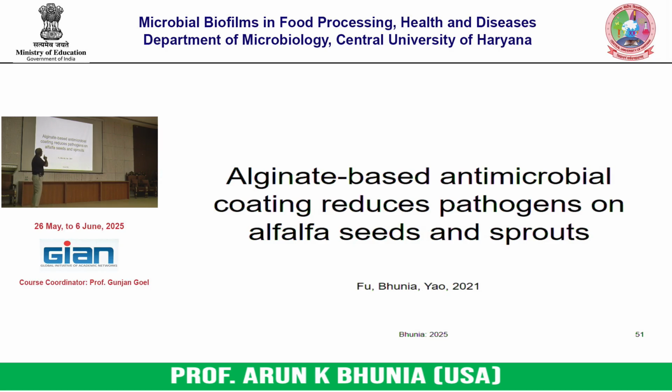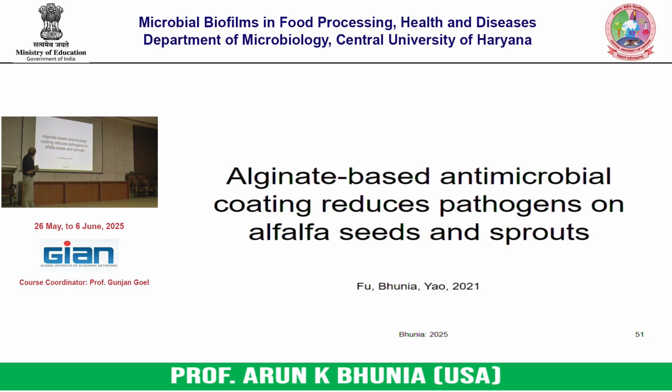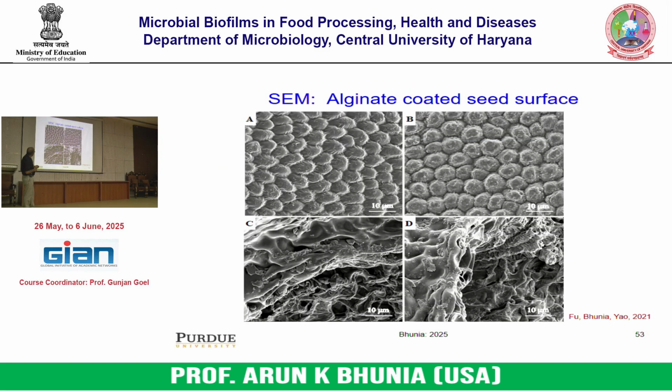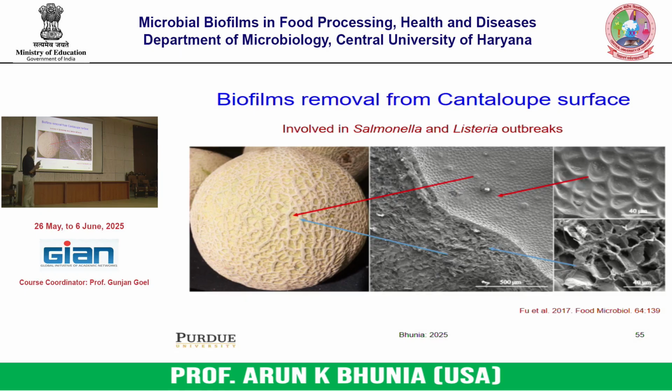I want to just quickly go over this. This is for the seed. This is alginate-based antimicrobial coating that reduces pathogens on the seeds. So this is the seed architecture where the bacteria would be, and they use a lot of this technology to eliminate Listeria and Salmonella from the seed surface. You saw that on the cantaloupe surface.